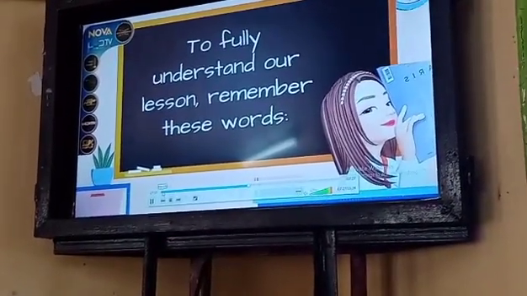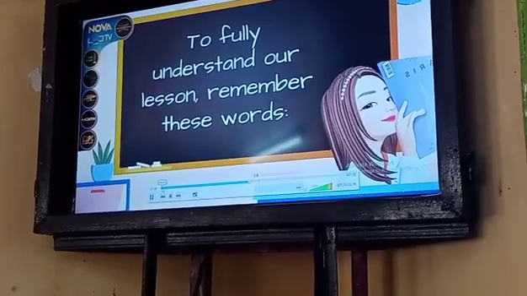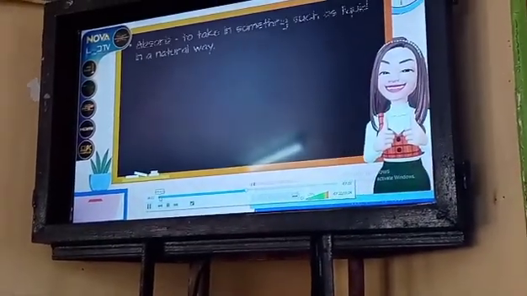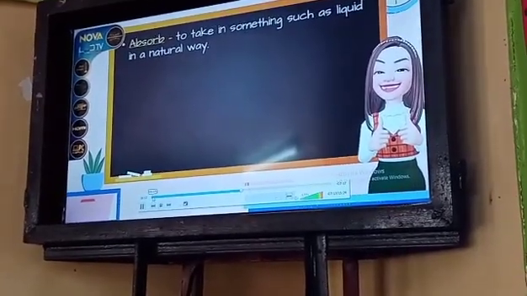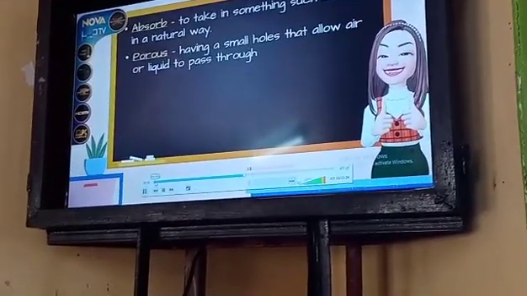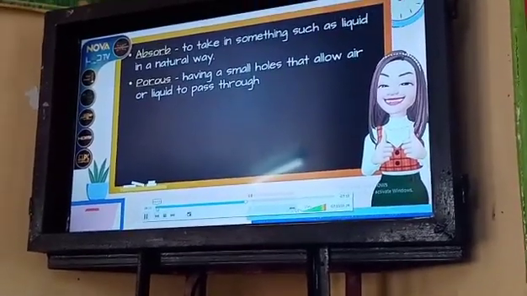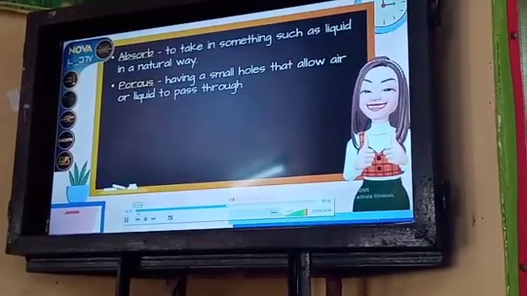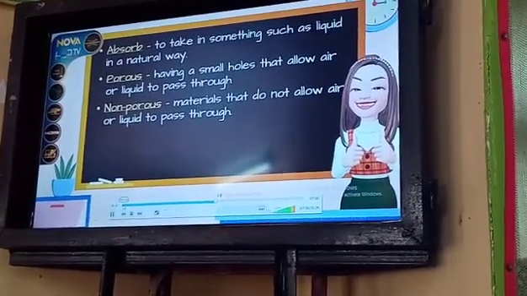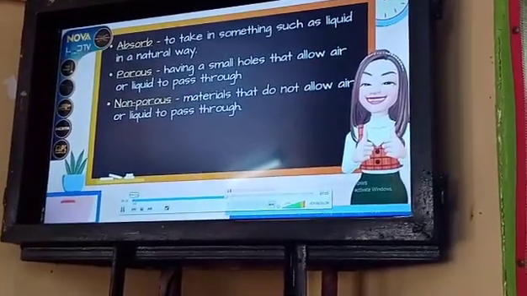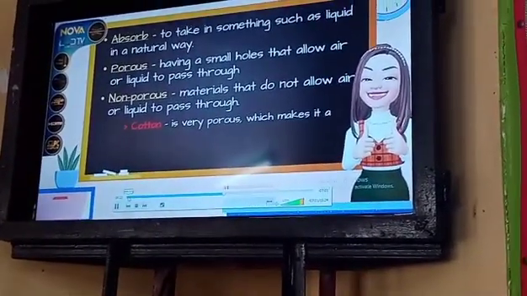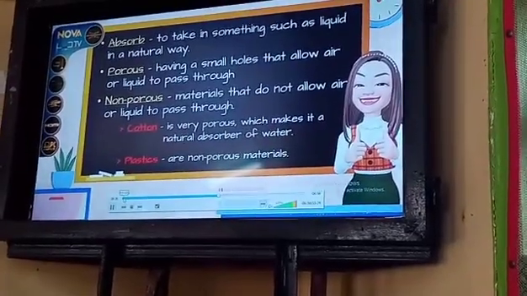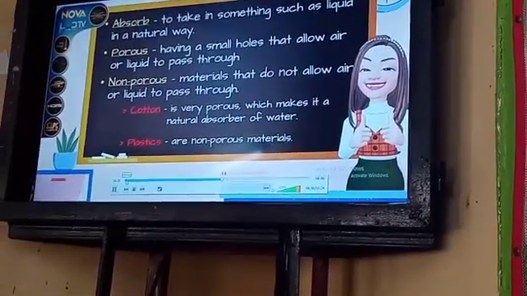To fully understand our lesson, remember these words. Absorb. It means to take in something such as liquid in a natural way. Porous. Having small holes that allow air or liquid to pass through. Non-porous. Materials that do not allow air or liquid to pass through. For example, cotton is very porous, which makes it a natural absorber of water. Plastics are non-porous materials.